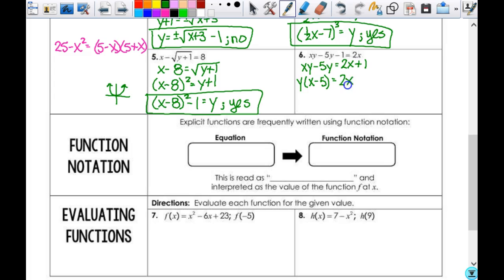That's equal to 2x plus 1. Still trying to get y by itself. What do I do to get y by itself? Divide, because this is multiplication. Opposite of multiplication is division. So y is equal to 2x plus 1 over x minus 5.